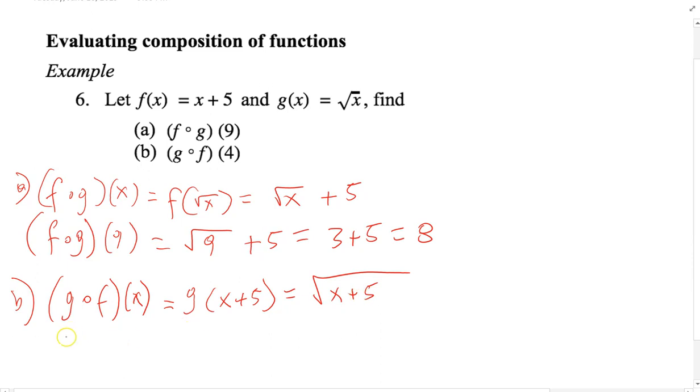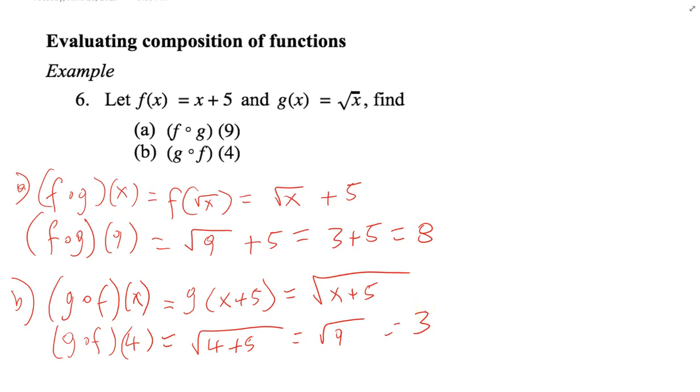And then we plug in 4, so g of the f of 4 now will be equal to radical of 4 plus 5 equals radical 9, and that will be equal to 3. So that is your answer for evaluating the composition of functions.